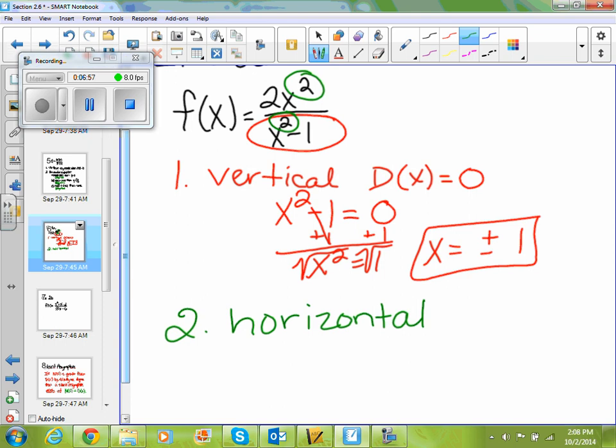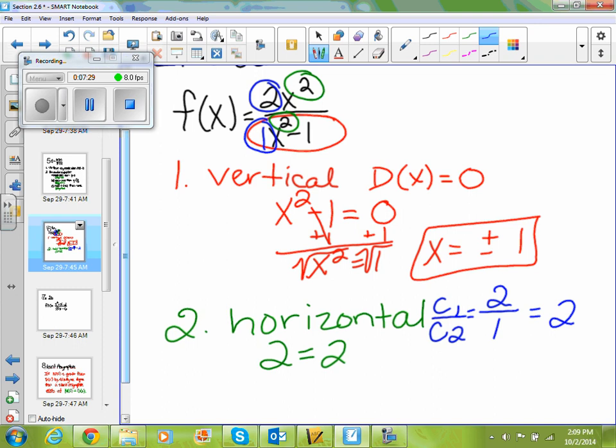to compare them. And so part B said that if they're equal, then we have a horizontal asymptote given by the leading coefficients. So if I look at my leading coefficients, since my degrees are equal, my leading coefficients are 2 and 1, and my horizontal asymptote is the ratio of coefficient 1 divided by coefficient 2. Okay, and so that's equal to 2 over 1, which is equal to 2. So I know that I have a horizontal asymptote at y equals 2.